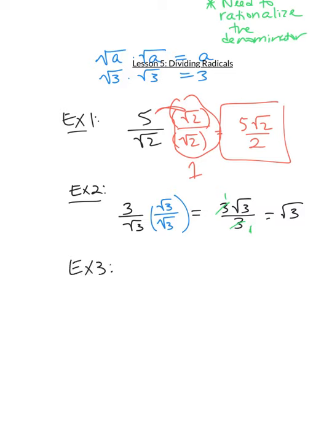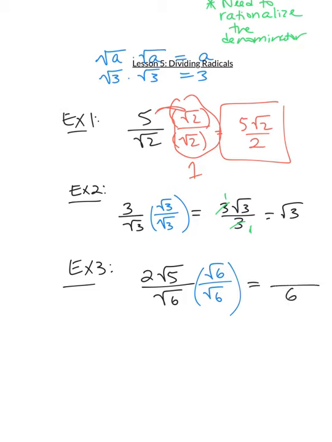Example 3. 2 radical 5 divided by radical 6. So you go to your denominator, you say you cannot have the square root of 6 there, so you multiply by the square root of 6. And then you multiply the numerator also by the square root of 6, so that way you're really just multiplying by 1. And when you multiply the denominators, you get just regular 6. In the numerator, I have 2 times the square root of 30.